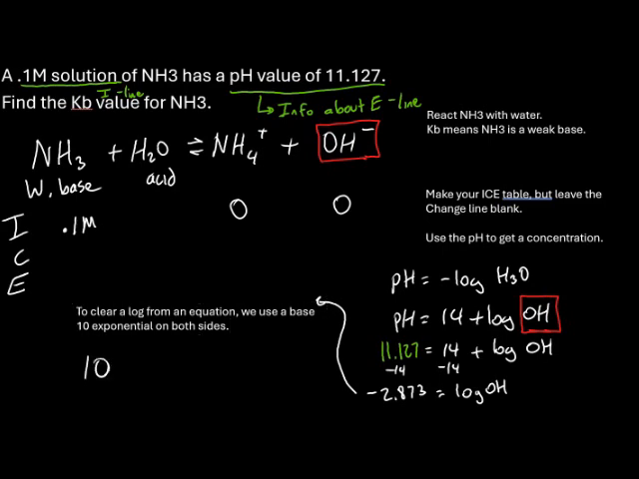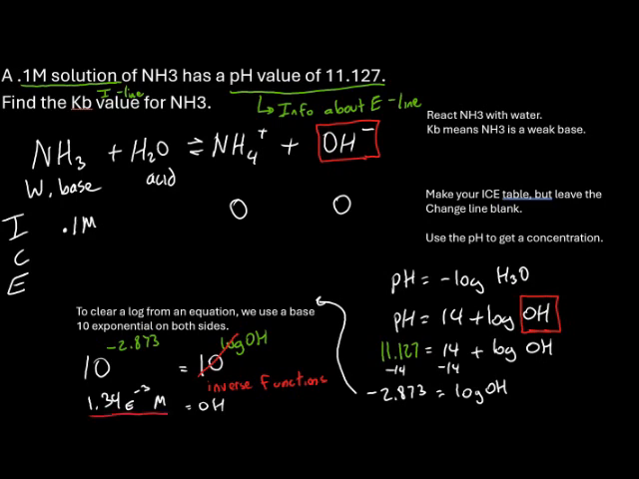So we'll start by writing 10 on the left and 10 on the right. On the left, we'll have 10 raised to the negative 2.873. And on the right, we'll have log of OH. However, since base 10 exponential and log are inverse functions, they both cancel. Therefore, we can say that our OH is going to be 10 raised to the negative 2.873, which we can find in a calculator. We'll get 1.34 times 10 to the negative third molarity.